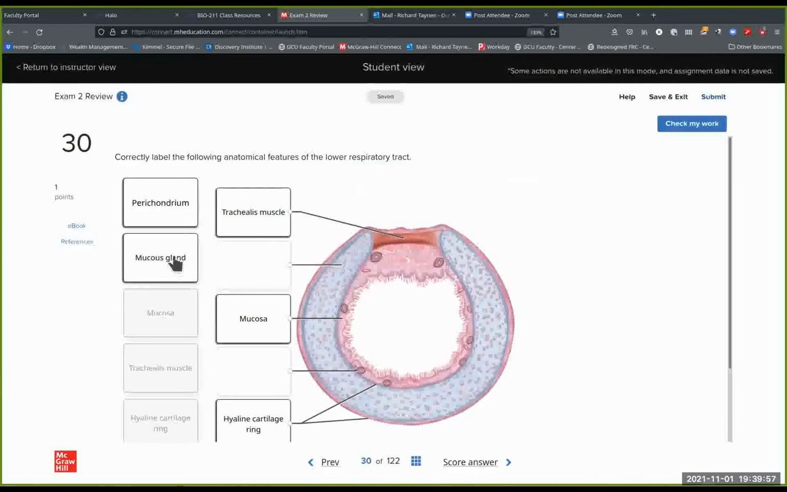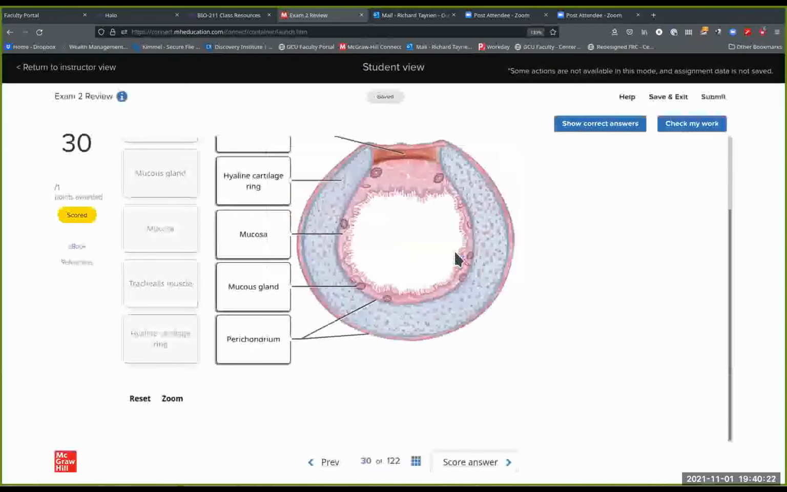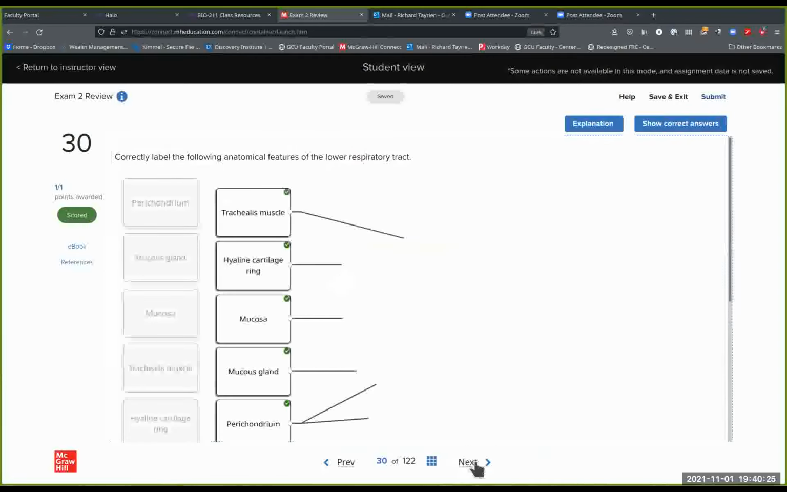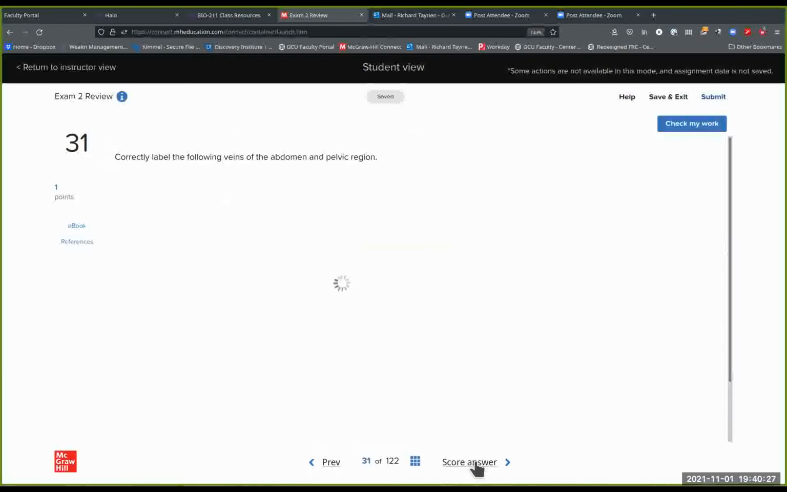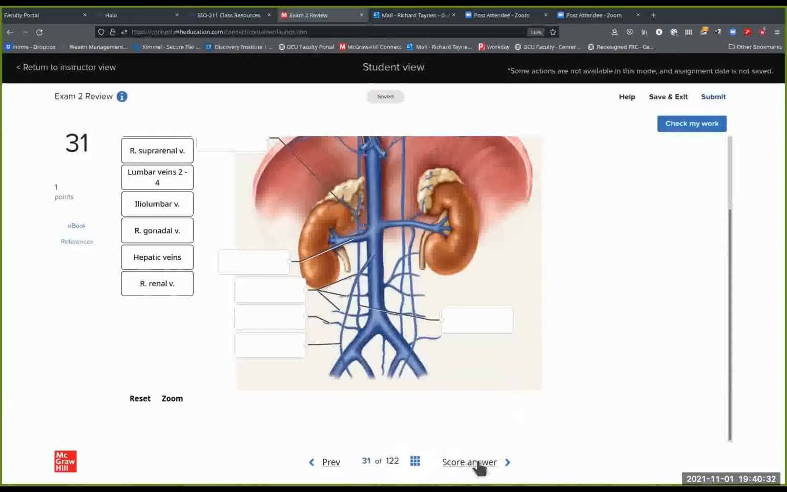And they're showing a mucus gland there. And then, oh, I see what they're doing. So this is the hyaline ring. And then they're showing the outside edges of the cartilage is the perichondrium. We've been through this, right? Yeah.